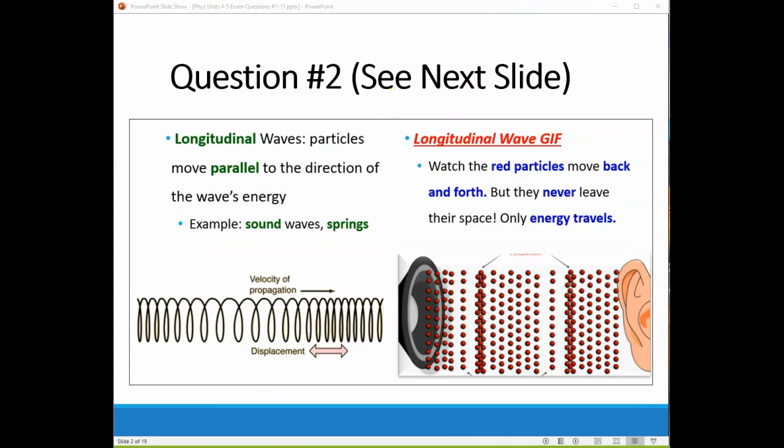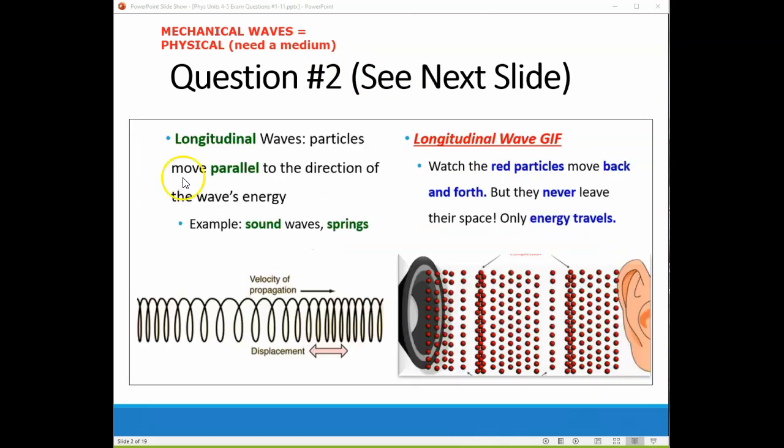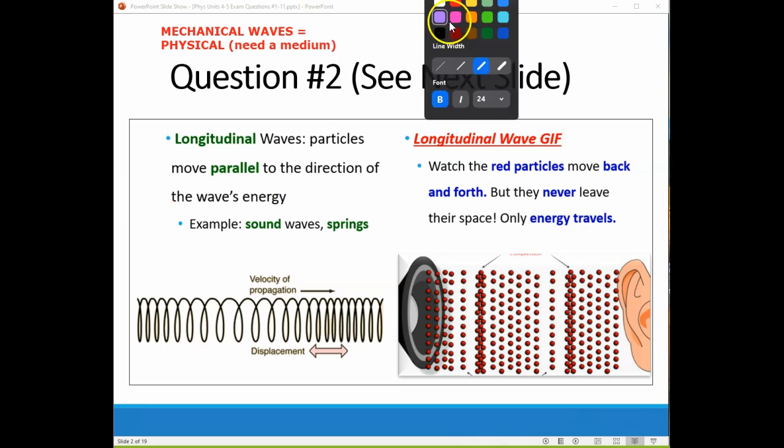Okay, so question number 2 is talking about the 3 different types of mechanical waves. Remember, mechanical waves meaning physical, right? So mechanical waves means that they are physical, which means that all of these different types are going to need a medium. All right, so if we're taking a look at longitudinal, or transverse, or surface waves, all 3 of these are going to need a medium.